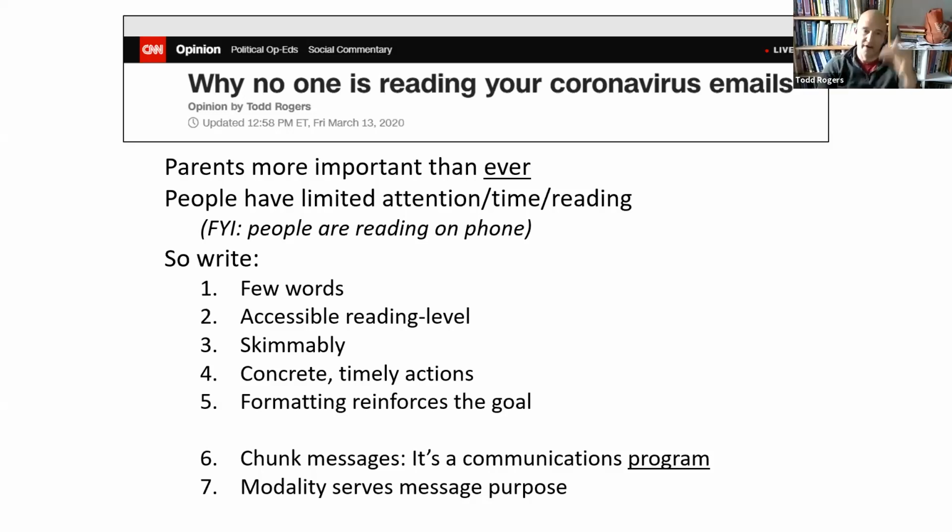So the whole point is people have limited attention, limited time. We should be developing programs of communication that are as few words as possible, as accessible as possible, skimmable, and have concrete actions. And it's programmatic. And these are some of the takeaways on the way I've been thinking, Helen, about how we use behavioral science, how people actually think and behave with regards to how we're communicating with families right now.